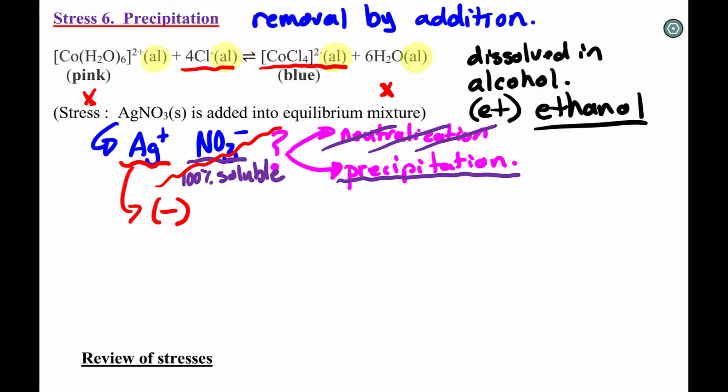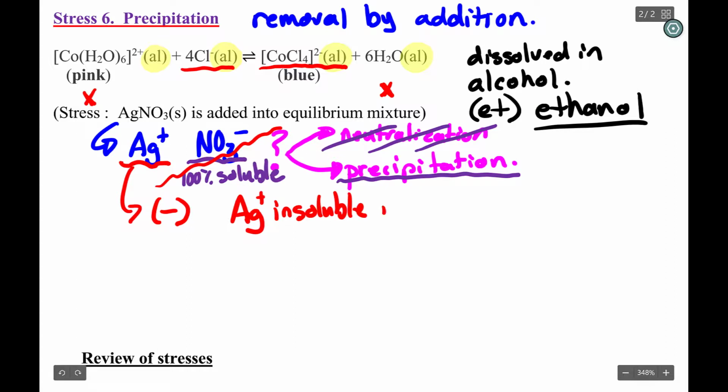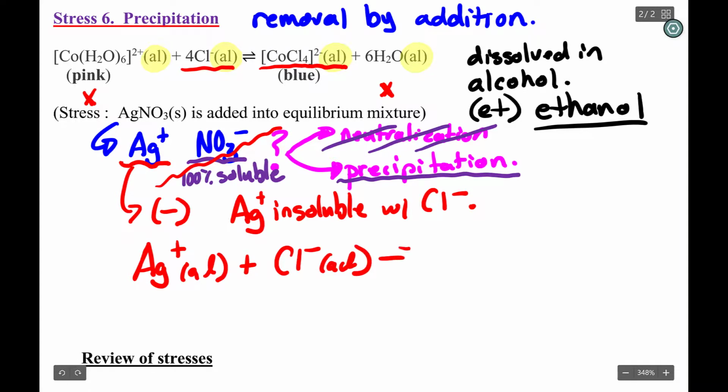Now, looking at a basic solubility table, underneath chloride, you will notice that silver is insoluble with chloride. So the reaction that would take place for sure would be Ag plus, in this case AL, because we're not dissolved in water, plus Cl minus AL, and this would turn into AgCl solid. This would be our precipitate.